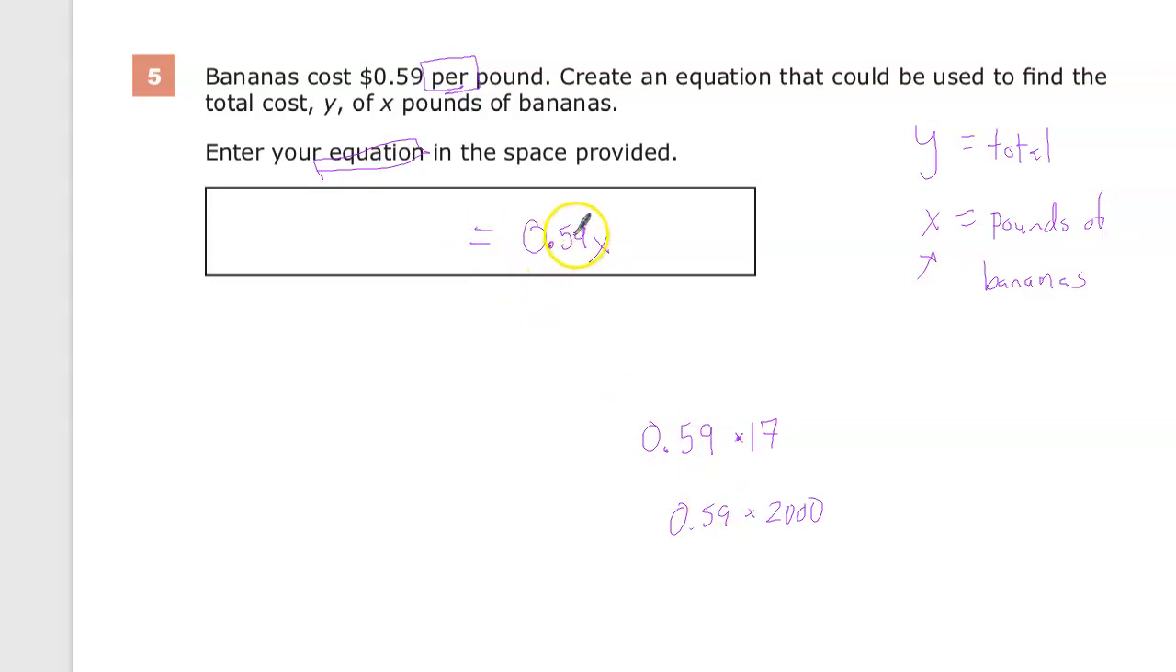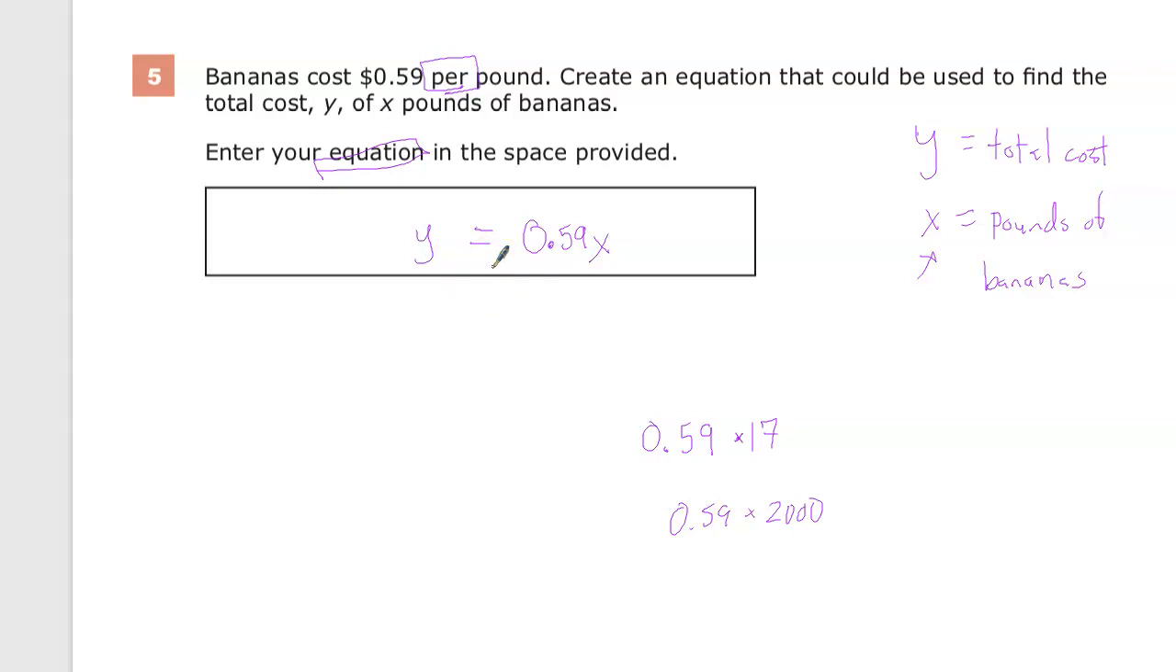Well, if I have this price and I know I have to multiply it by the pounds of bananas, it will give me this big number, and that's how much I'm going to have to pay. Oh, wait, that's total cost. So instead of putting total cost over here, I'll just use the variable y. So the answer to number 5 is y equals 0.59x.